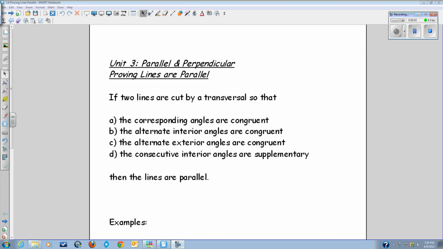In this video, we're going to talk about proving lines are parallel. If two lines are cut by a transversal so that the corresponding angles are congruent, the alternate interior angles are congruent, the alternate exterior angles are congruent, or the consecutive interior angles are supplementary, if any of those things occurs, then the lines are parallel. All you need is one of those four things to occur.